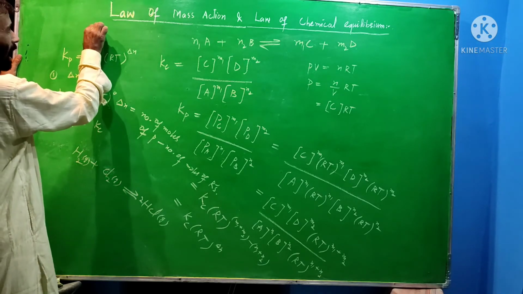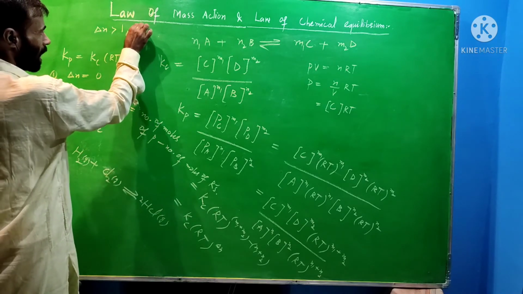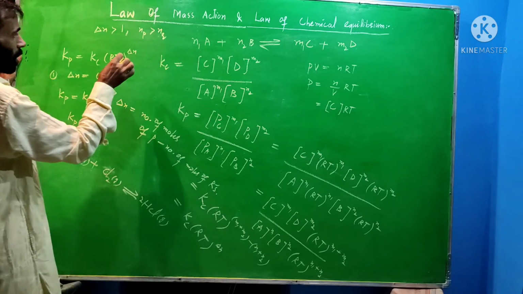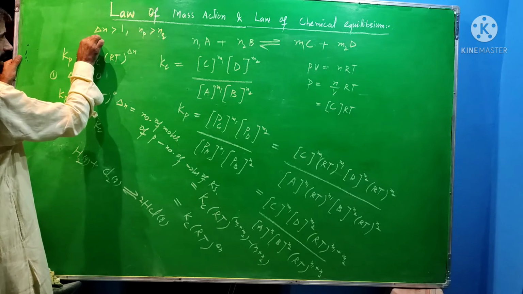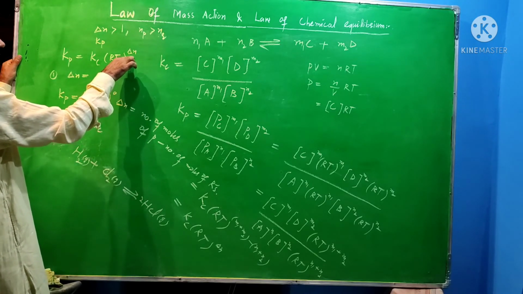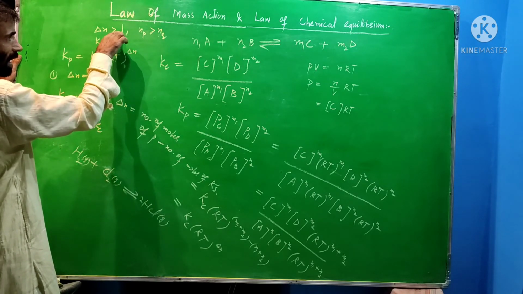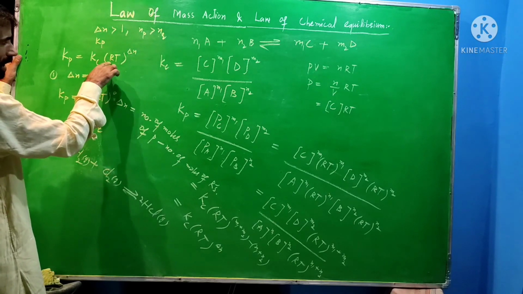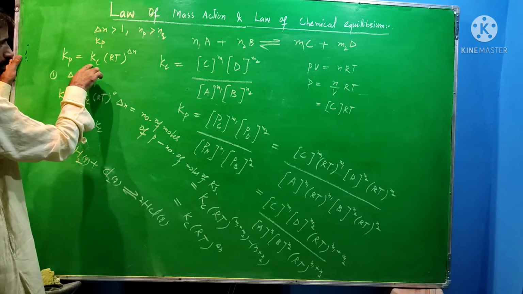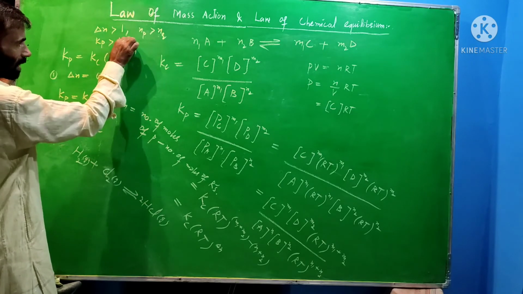Now if delta n is greater than 0, meaning the number of moles of products is greater than the number of moles of reactants, then in Kp = Kc (RT) raised to the power delta n, this term (RT) raised to delta n is greater than 1. Multiplied with Kc, this means Kp is greater than Kc.